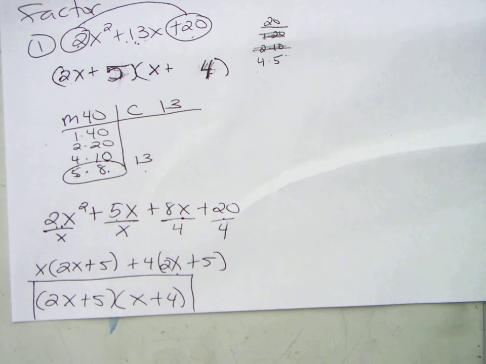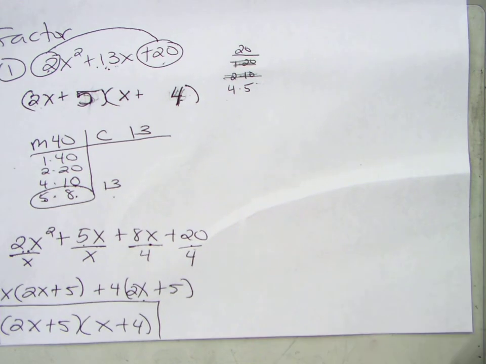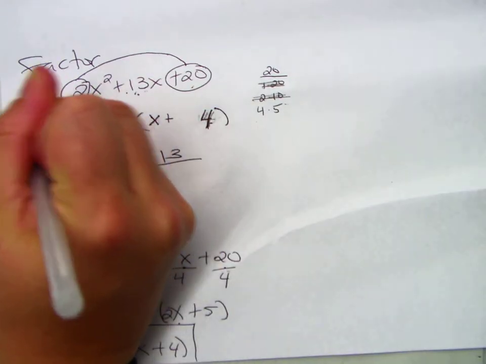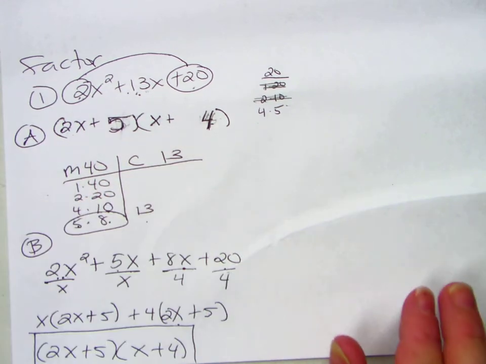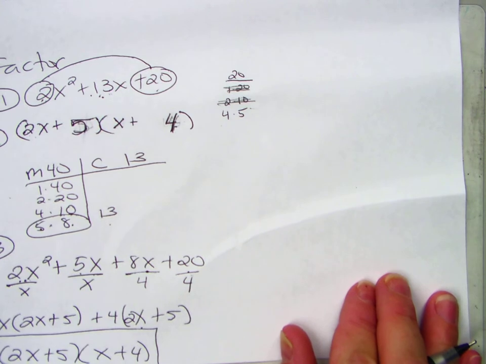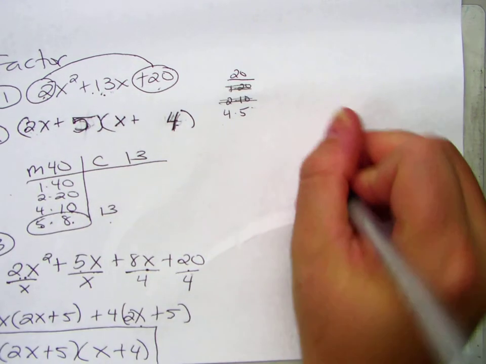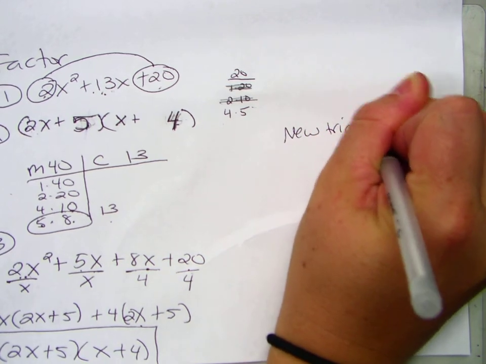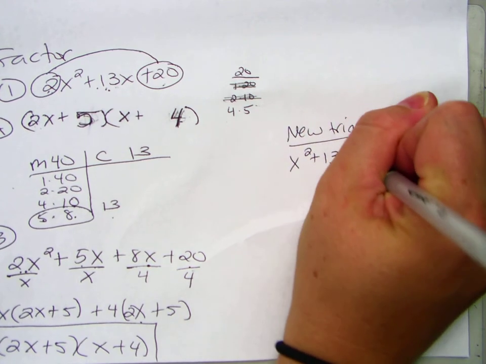I'm going to show you a third method. You can choose whichever one you like. So pick whichever one works for you. Okay, here's the third method. A was in our head. B was the grouping. C is very similar. With C, 2 and 20, we're actually going to multiply them together. I'm going to rewrite and create a new trinomial: x squared plus 13x plus 40.